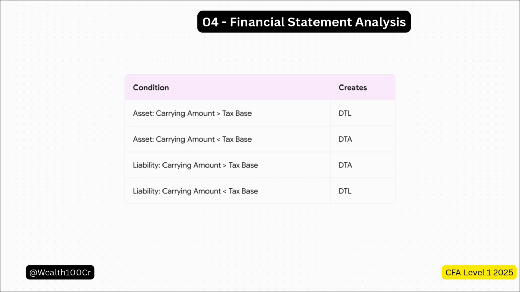It means you've already taken more depreciation for tax than for accounting. You got your tax break early, so you're going to have to pay more tax later. That creates a future liability, a deferred tax liability. See? And if it's the other way around, where the accounting value is less than the tax value, it means you've paid too much tax now and you'll get a break later. That's a future benefit, a deferred tax asset. The logic is just flipped for liabilities. Master this table and you'll be golden.